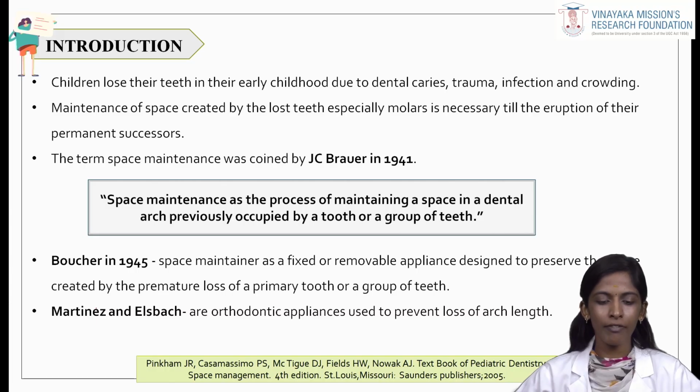Boucher in 1945 states that a space maintainer is a fixed or removable appliance designed to preserve the space created by the premature loss of a primary tooth or a group of teeth. Martinez and Elsbach state that they are orthodontic appliances used to prevent loss of arch length.